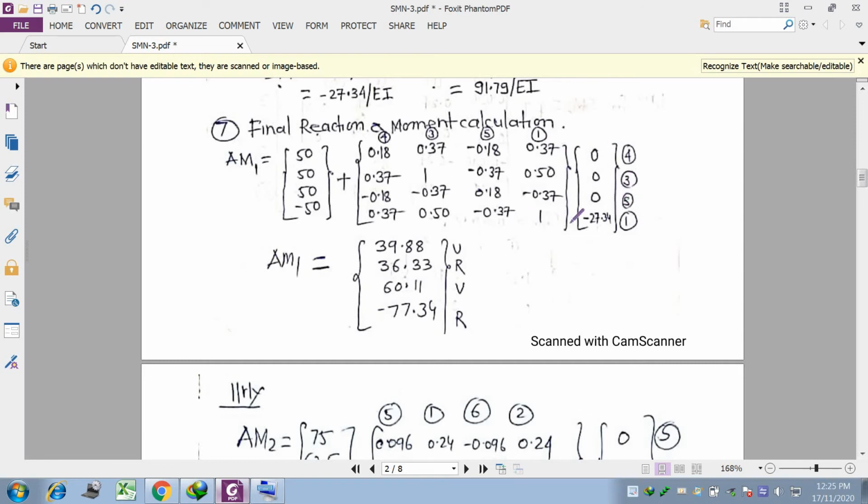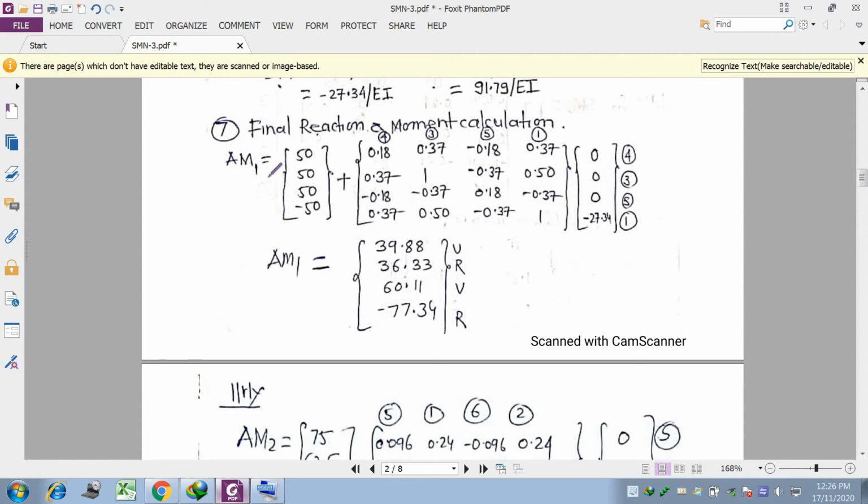And we know that we have calculated the unknown only at points 1 and 2. The rest of the things will become 0. So the rest we have to write as 0, and only the value for 1, that is, what we have calculated, minus 27.34, we have to write here. Based on that, you have to calculate this value in your calculator as a matrix.